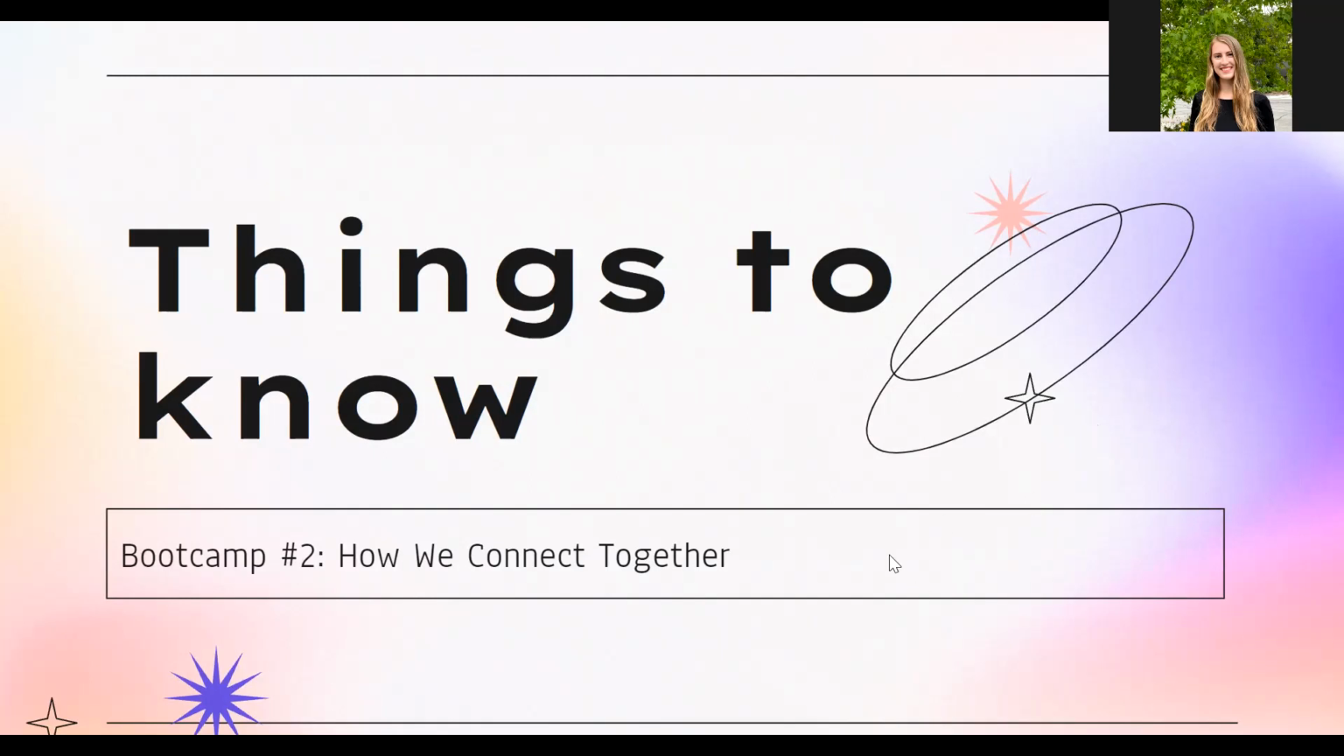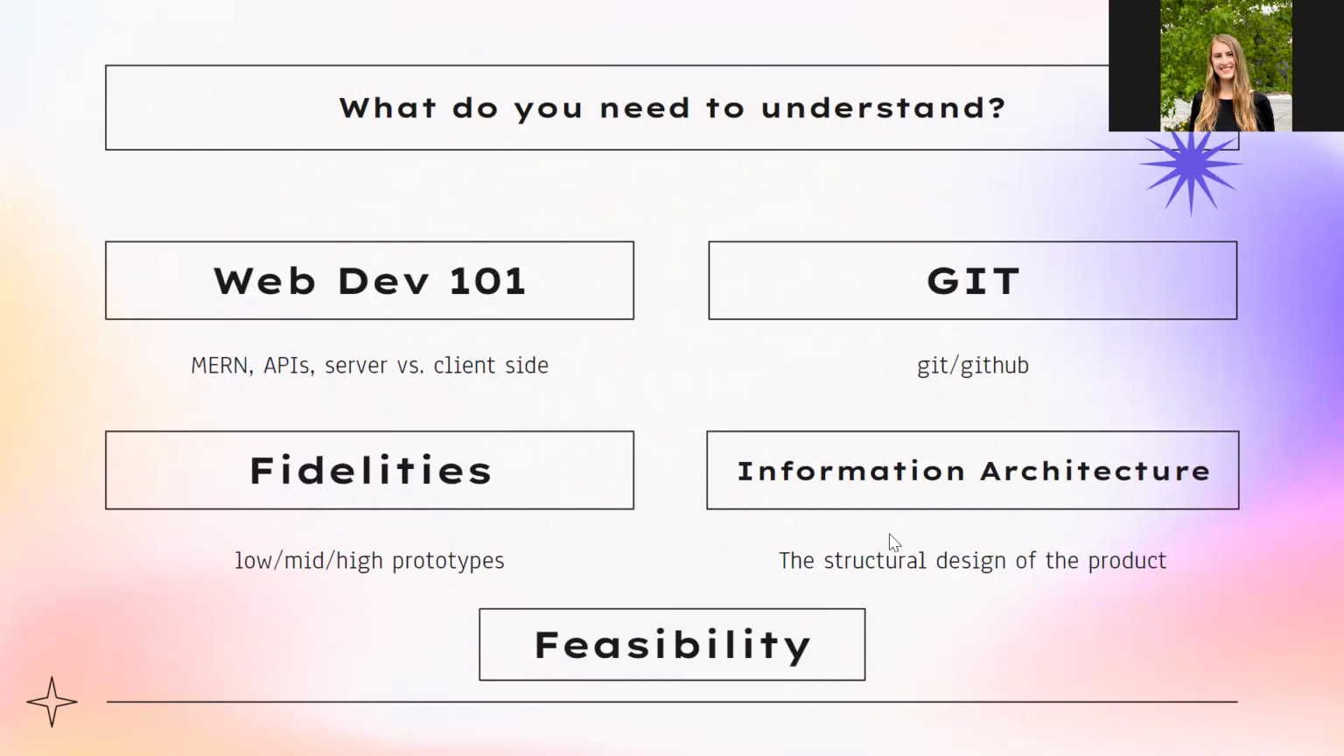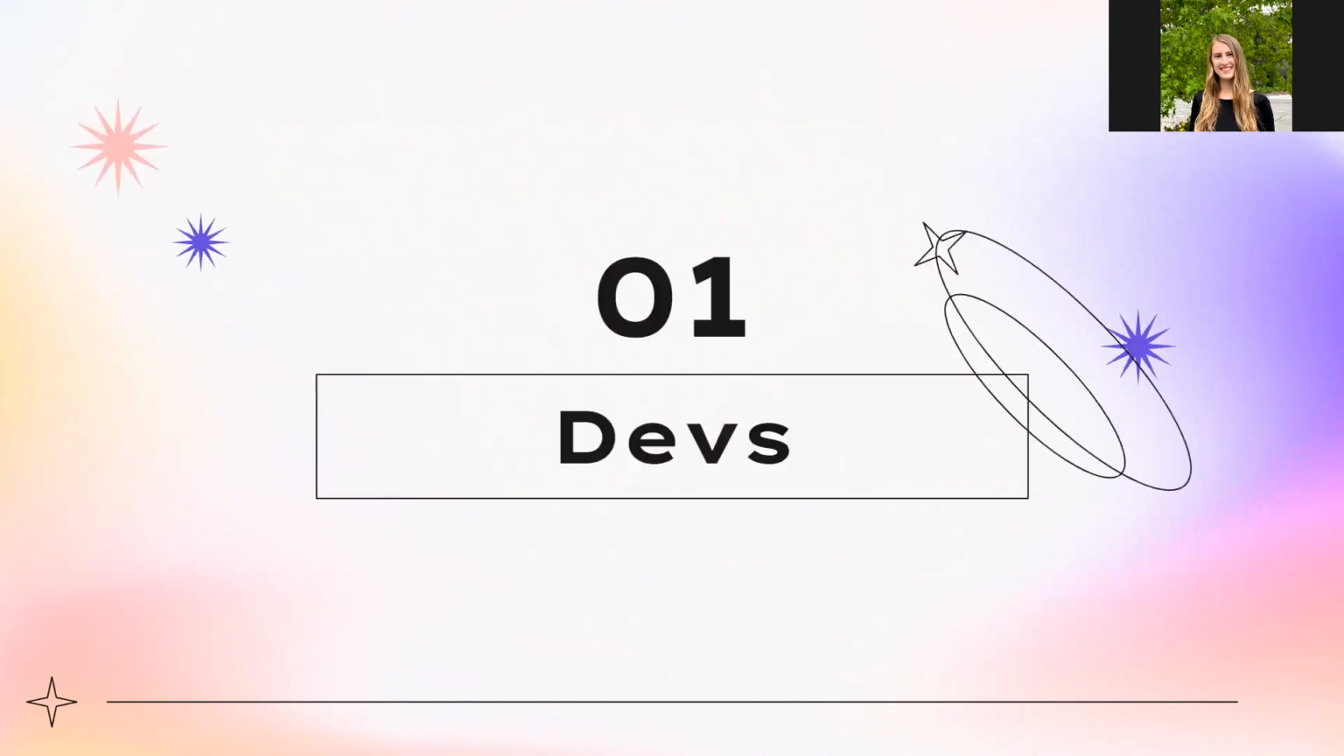So these are the four, or I guess five, main topics we'll be covering today. Web Dev 101, which will talk about the MERN stack, as well as what APIs are and the difference between server versus client. I also touch a little bit about Git and what that is. Maybe you might be familiar already. And then also the fidelities of design prototypes, and how all of those features combine into the information architecture. And then at the very end, we will go in depth on how to determine what's feasible for our clients.